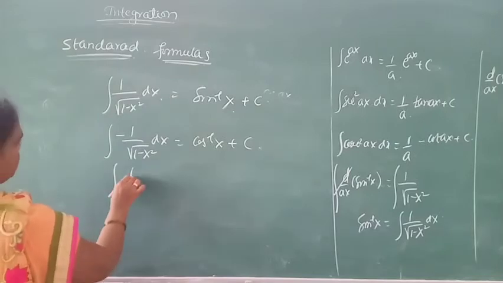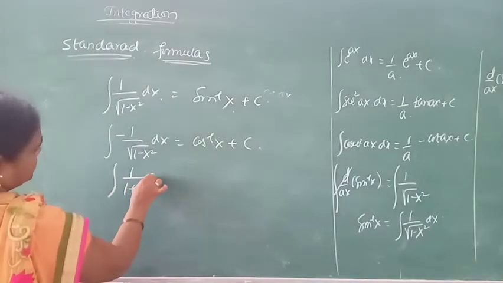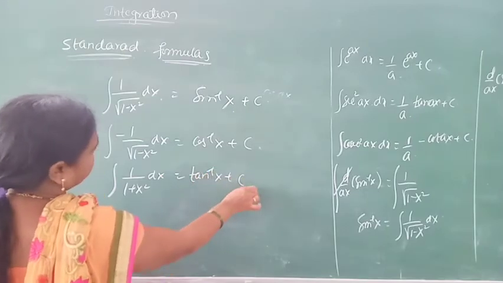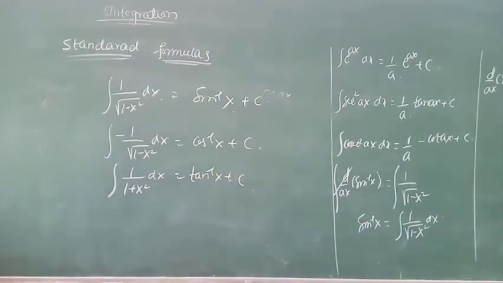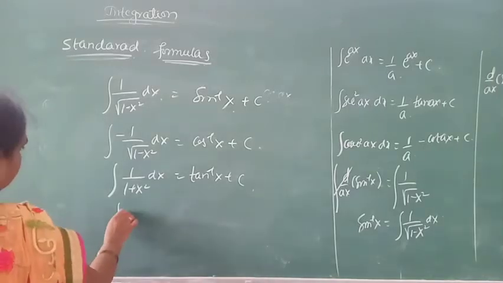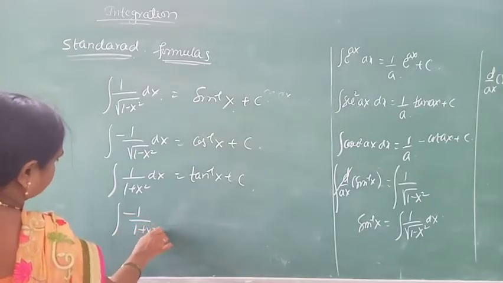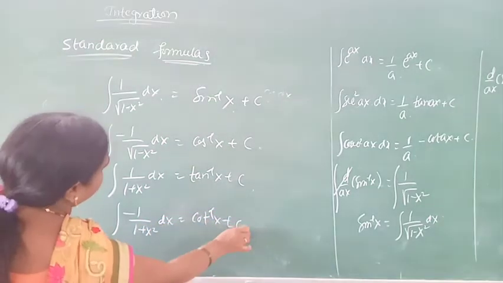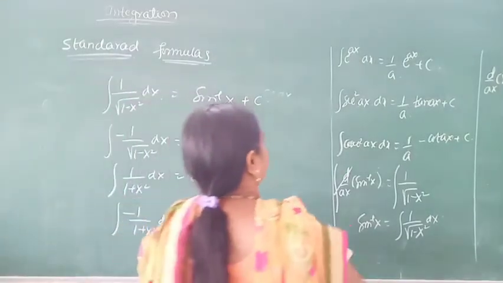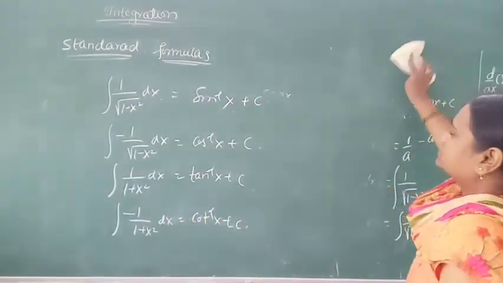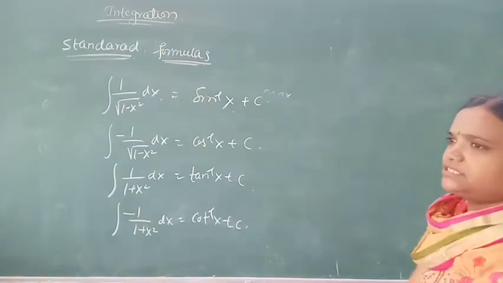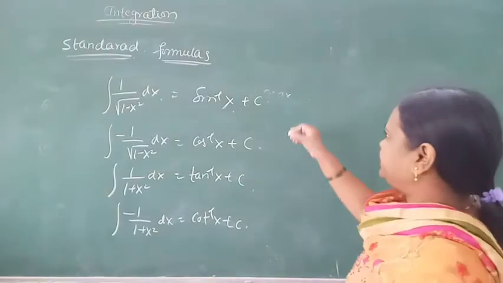Next, integration of 1 by 1 plus x square dx is tan inverse x. Because you know that differentiation of tan inverse x is 1 by 1 plus x square. Next, minus 1 by 1 plus x square dx is what? Cot inverse x plus c. Please add all the formulas in your chart and practice them daily.